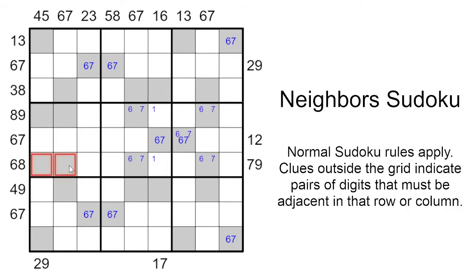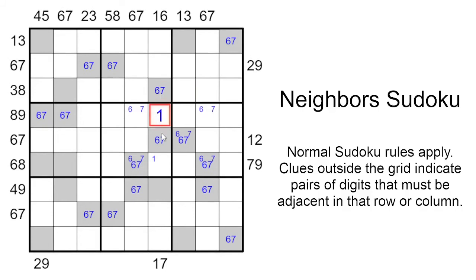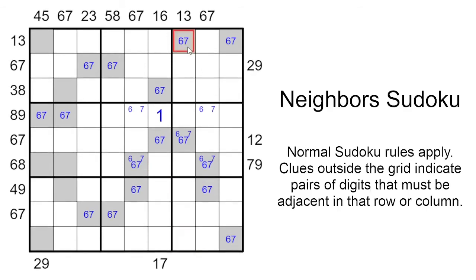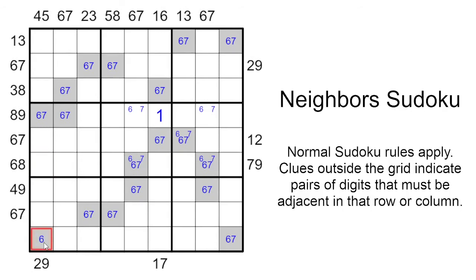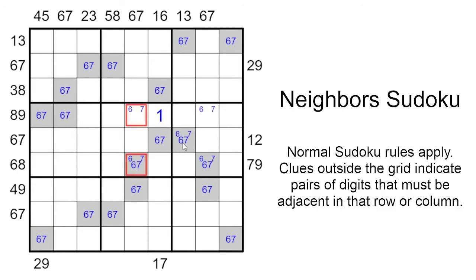So this can't be the 6-7 over here. The 6-7 has to be up here. This has to be the 6-7. And now we can basically just fill them in. That's going to be our 1 because the 1 has to go between the 6 and the 7 in this column. And that is all of the 6s and 7s in the grid fully marked.